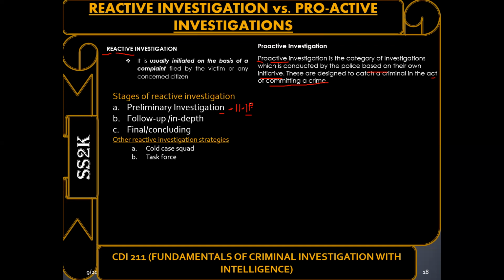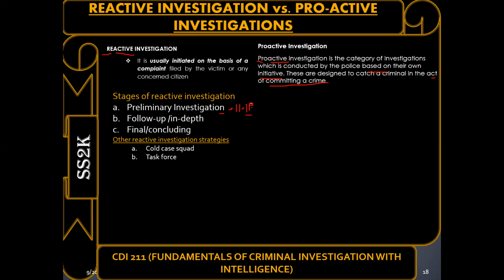Bakit sila nagli-lift ng fingerprint? Bakit kinukuha yung dugo doon? The main purpose why the investigators are lifting fingerprints is to identify the person who committed the crime. Ayan. So the setting of preliminary investigation or initial investigation is usually at the crime scene, wherein it is the most critical phase in majority of criminal investigations. A brief review of the steps of preliminary investigation is warranted. So ano ba ang ginagawa ng mga first responder pagdating sa crime scene, di ba?